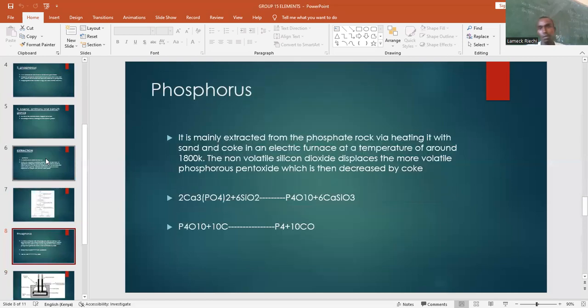Then phosphorus is extracted from rock by heating it with sand and coke in an electric furnace at a temperature of around 1800 Kelvin. The non-volatile silicon dioxide displaces the more volatile phosphorus pentoxide, which is then reduced by coke.